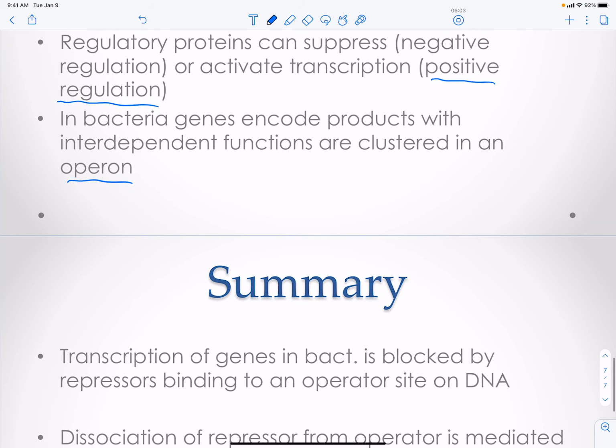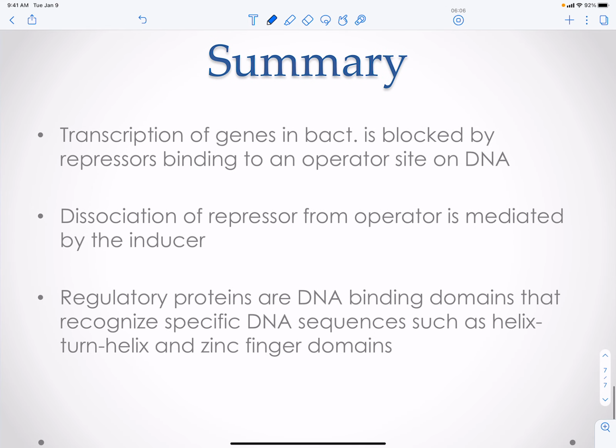Typically, genes linked together have similar functions. You can have your transcription of non-housekeeping genes blocked by repressors, and the repressors are going to be relieved of their blocking by those inducers. And then regulatory proteins are going to be two main types in our bacteria, our helix-turn-helix structures, as well as our zinc finger domains.